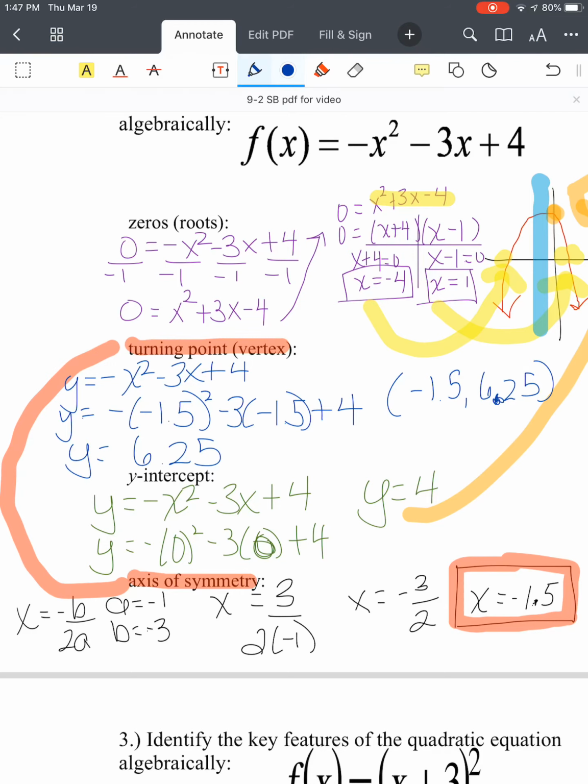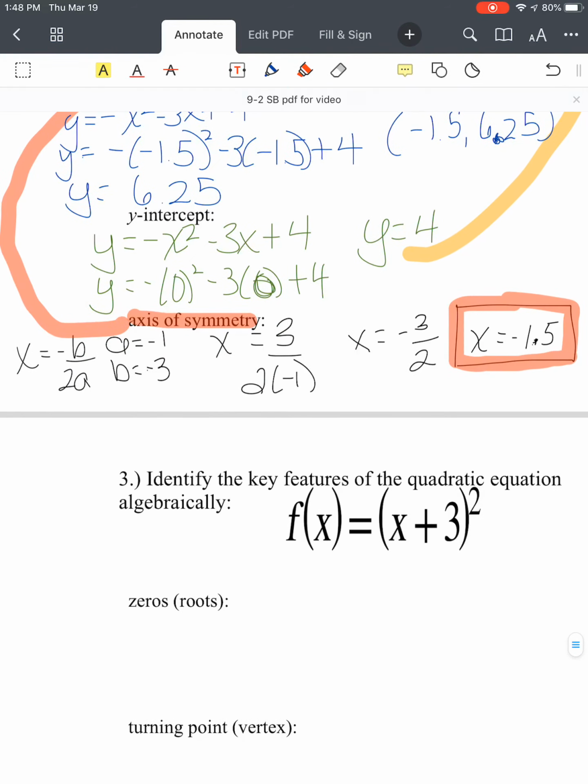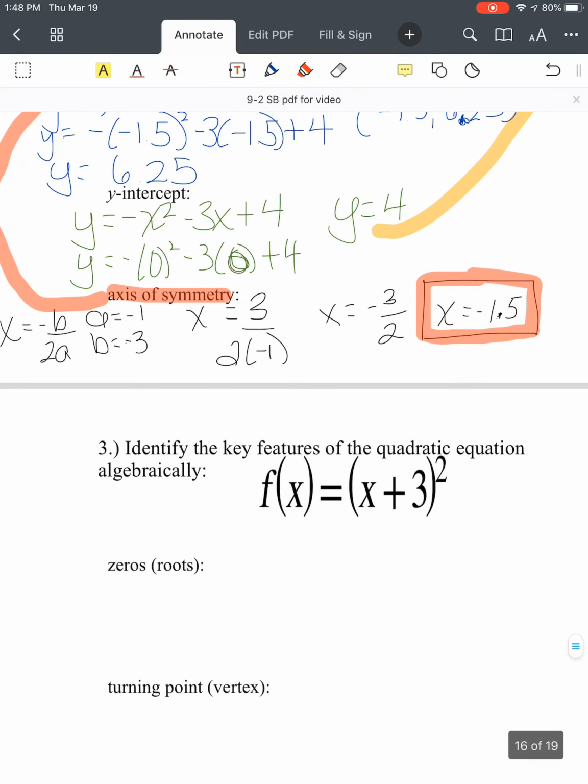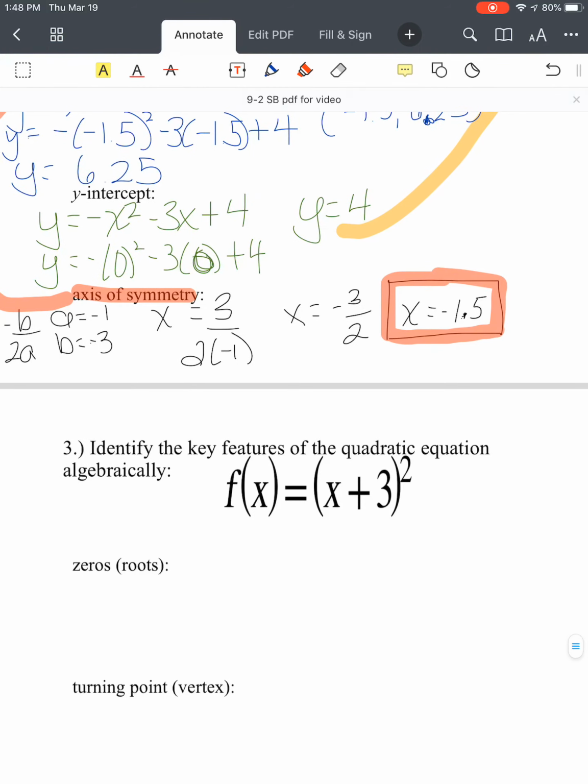Okay, I'm going to do one more with you, and then you're going to try one on your own to submit. Identify the key features of the quadratic equation algebraically. So here is f of x equals (x plus 3) squared.